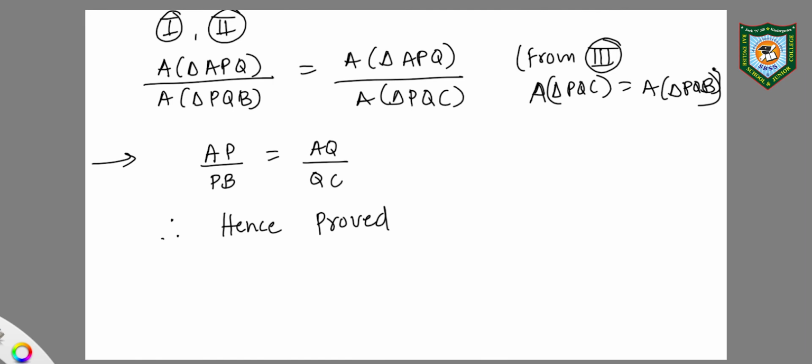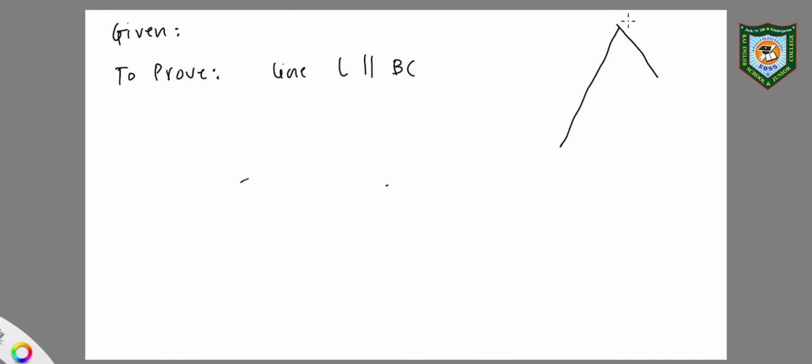Now moving to our converse of basic proportionality theorem. Again, you have to write what is given and you have to write what you have to prove. So we have to prove that line L is parallel to BC. Here we have our diagram. This is P, this is Q, this is line L, this is A, this is B, and this is C.